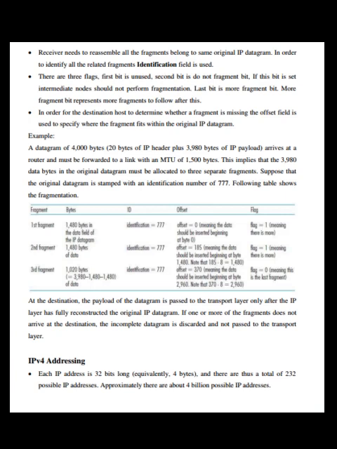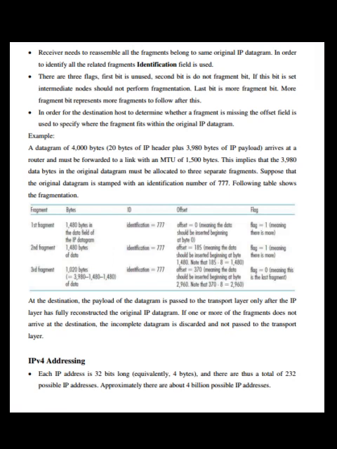See the table here. At the destination, the payload of the datagram is passed to the transport layer only after the IP layer has fully reconstructed the original IP datagram. If one or more of the fragments does not arrive at the destination, the incomplete datagram is discarded and not passed to the transport layer.